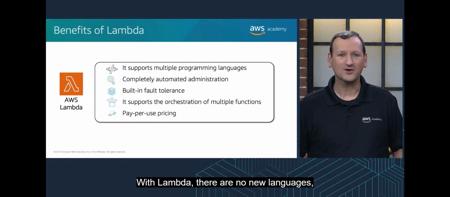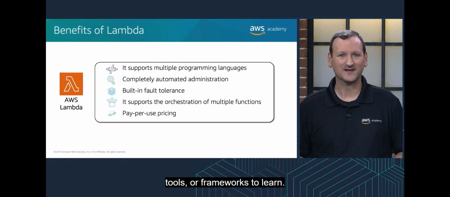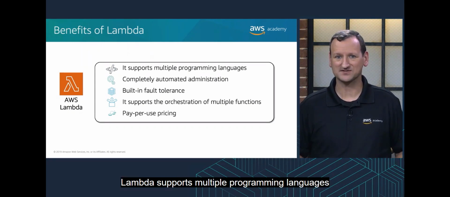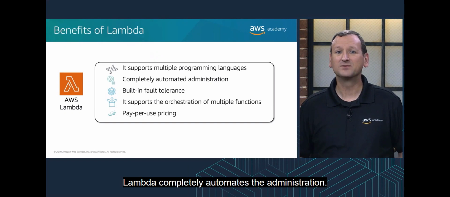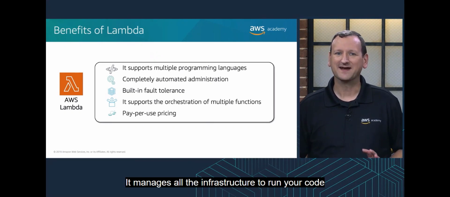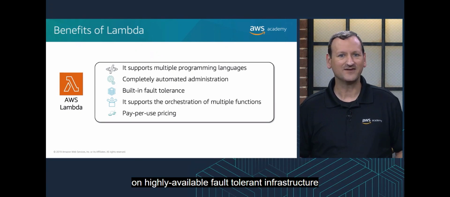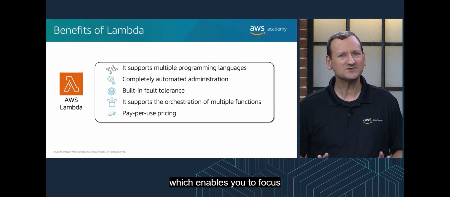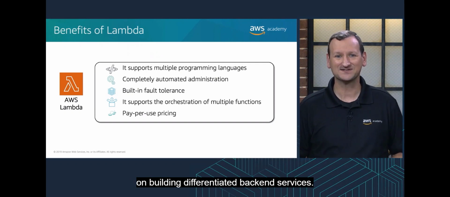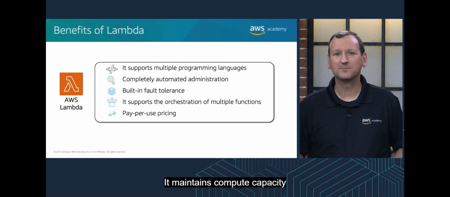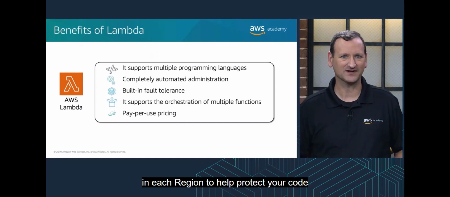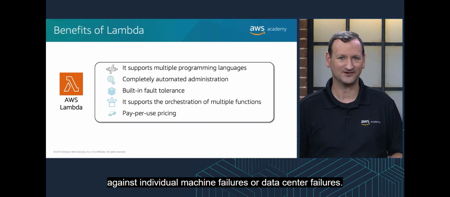With Lambda, there are no new languages, tools, or frameworks to learn. Lambda supports multiple programming languages, including Java, Go, PowerShell, Node.js, C#, Python, and Ruby. Lambda completely automates the administration. It manages all the infrastructure to run your code on highly available, fault-tolerant infrastructure, which enables you to focus on building differentiated back-end services. Lambda provides built-in fault tolerance. It maintains compute capacity across multiple availability zones in each region to help protect your code against individual machine failures or data center failures.